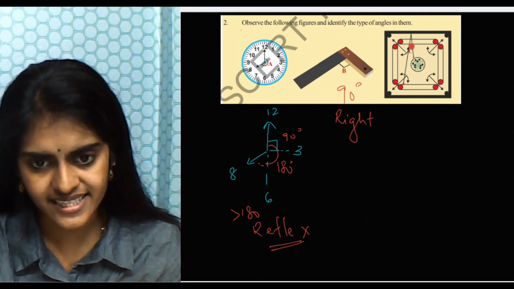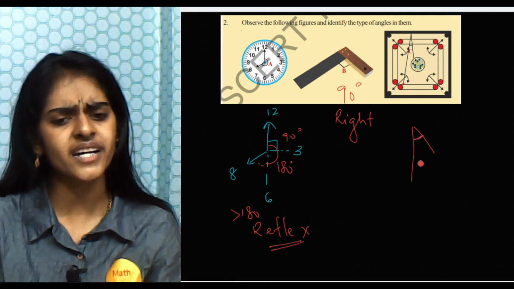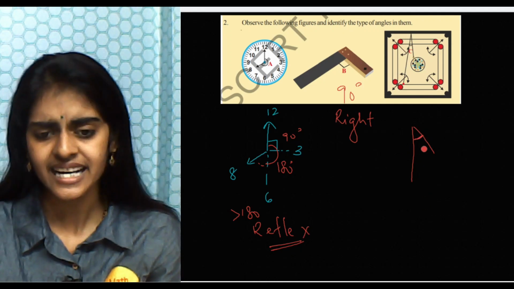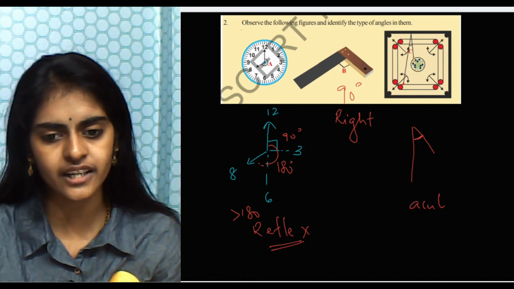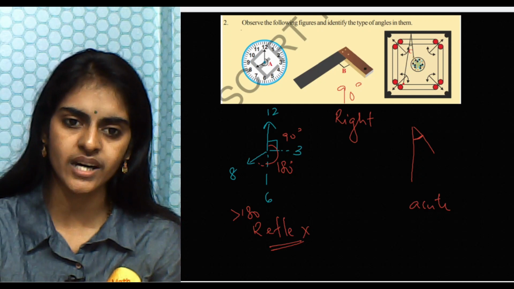Now here these angles are marked. See, you have this line in this way. This smaller angle is marked. What angle is this? Very small it is, right? Less than 90. So this is called acute angle. Clear? So let us move on to the next one now.